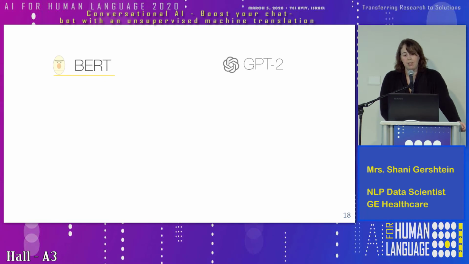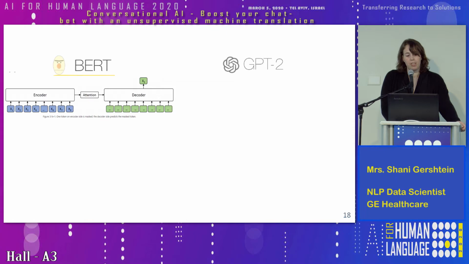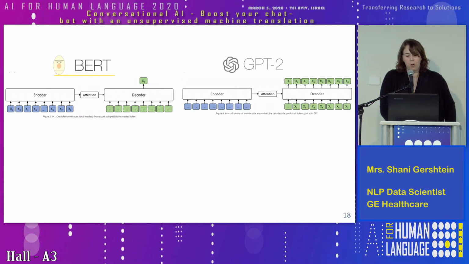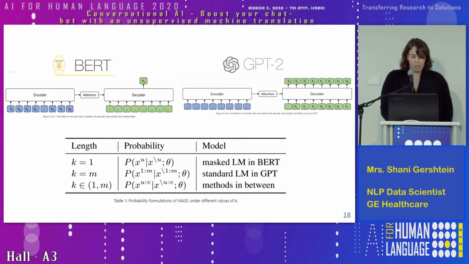They compare the method to BERT and GPT by using different values of K. When K equals 1, it's similar to BERT, masking only one word in the encoder and predicting it in the decoder. And when masking the whole sentence, it is equivalent to GPT. By adjusting the K number, they got different performance per K, and most of the best results came where they had 50% each.